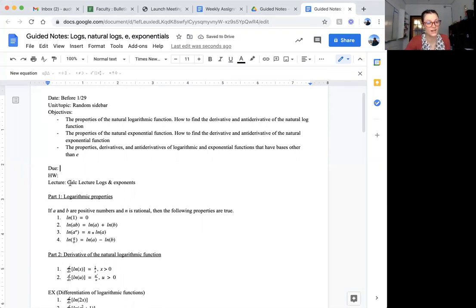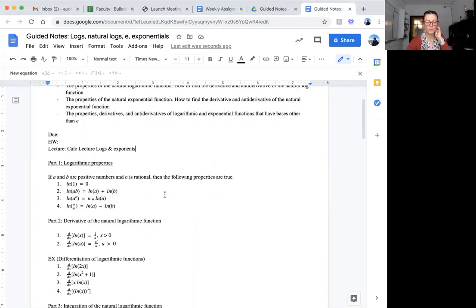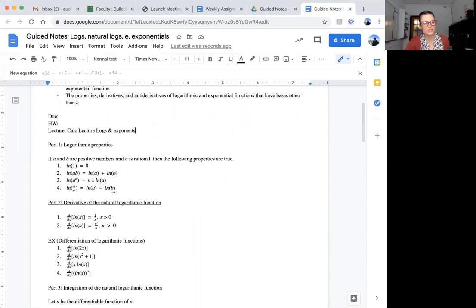But anyway, here's the calc lecture, logs and exponents linked. So part one is logarithmic properties. I'm just going to let you read over those, pause the video, and write them down. This is if you need to reformat your answer, maybe you did an integration problem and the multiple choice answers don't match what you got. You have to remember that there are these properties of logs that we can use. That's just a brief reminder that I threw in there for your own good.